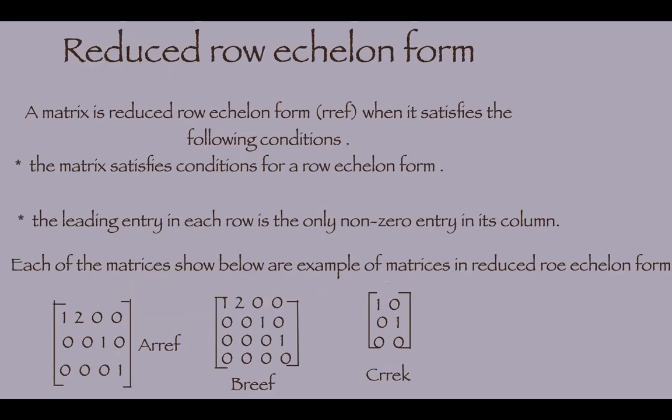Here, next we will learn about a reduced row echelon form. A matrix is in reduced row echelon form when it satisfies the following conditions. When these conditions are satisfied, then it is said to be in reduced row echelon form. The matrix satisfies the conditions for a row echelon form. The leading entry in each row is the only non-zero entry in its column. Below is our example of a matrix in reduced row echelon form.